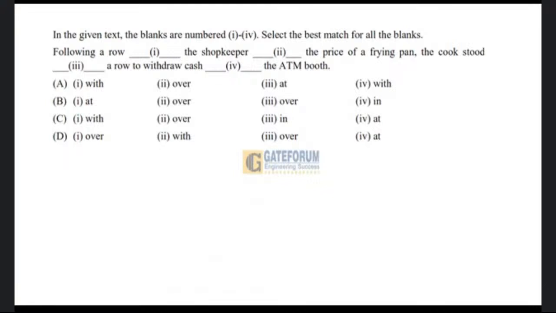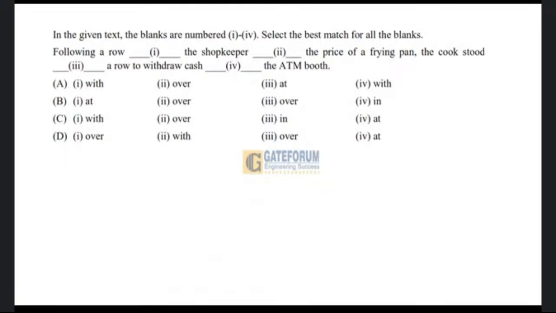The shopkeeper, the fill in the blank would be number 2. The price of a frying pan, the cook stood, the fill in the blank would be 3. A row to withdraw cash, number 4. The ATM booth. Okay, so following a row with the shopkeeper, the over the price of a frying pan, yes.